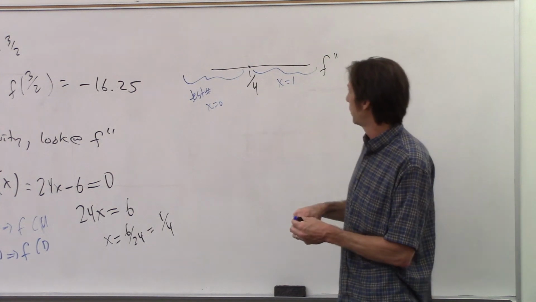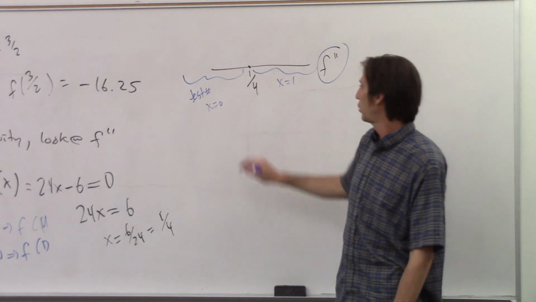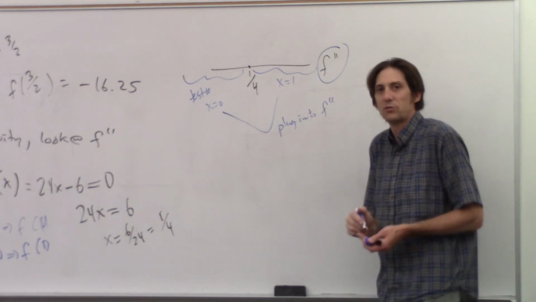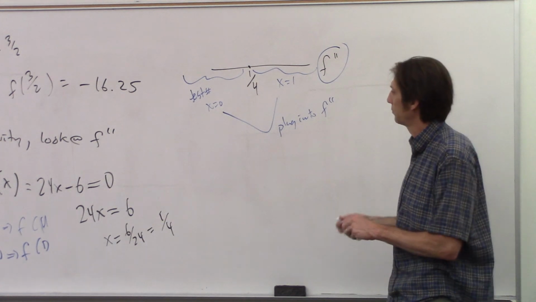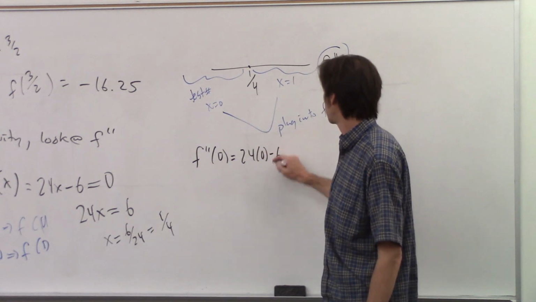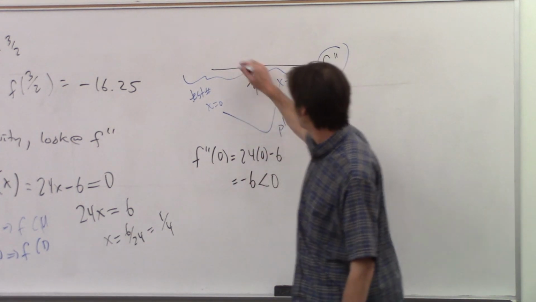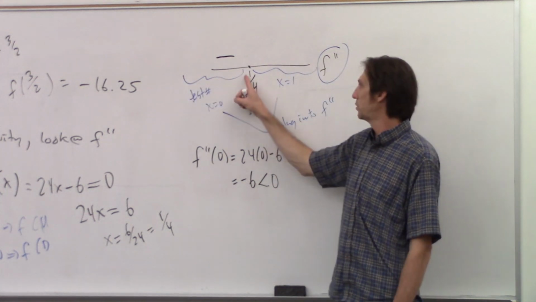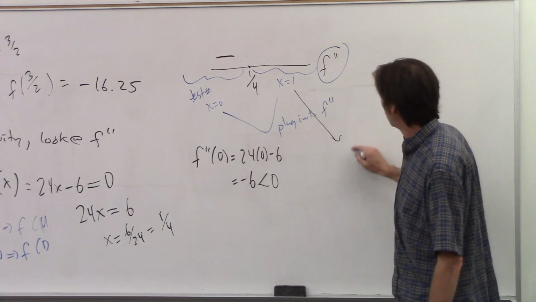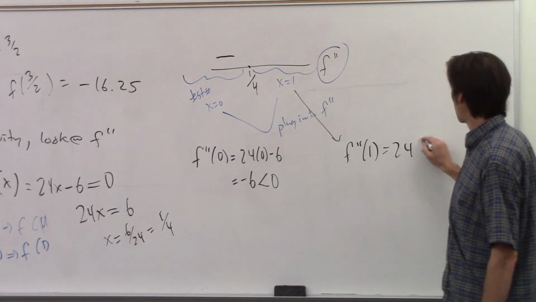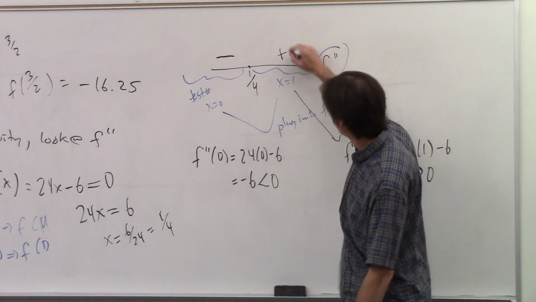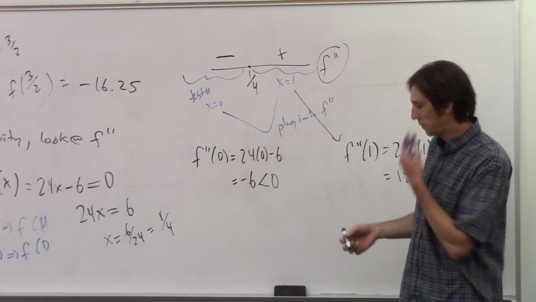For this number line, it's a second derivative, so I want to plug these test numbers into f double prime, because I'm trying to figure out if f double prime is positive or negative. First of all, f double prime of 0 is 24 times 0 minus 6. That's negative 6, that's negative. So from minus infinity to 1/4, f double prime is negative. On the other hand, f double prime of 1 is 24 times 1 minus 6, so that's 18, and that's positive. From 1/4 to infinity, f double prime is positive.